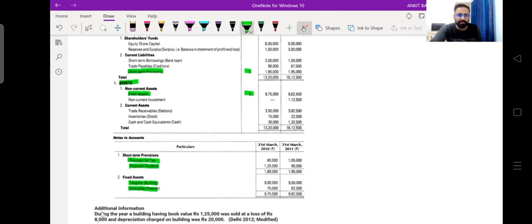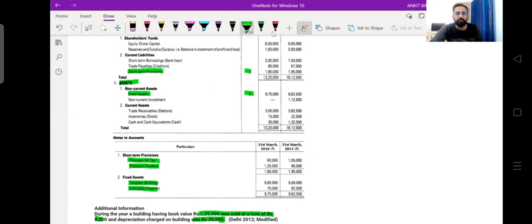And after that, additional information is given. During the year, a building having a book value of rupees 25,000 was sold at a loss of 8,000 rupees. And the depreciation charge on the building is 20,000 rupees. Now, what we have to do, we have to prepare a cash flow statement by using this data, right?